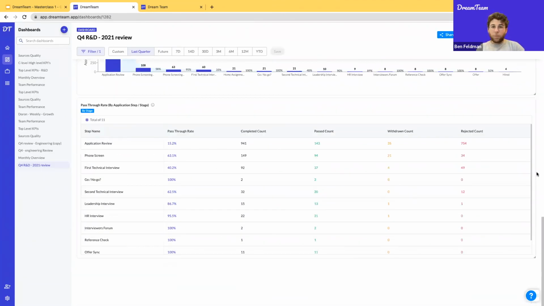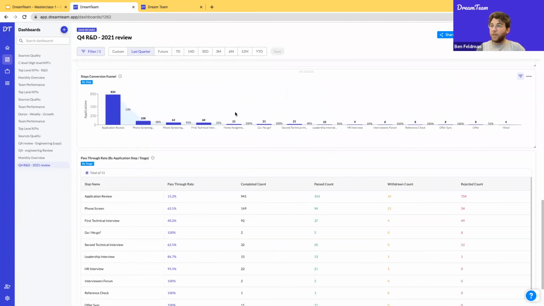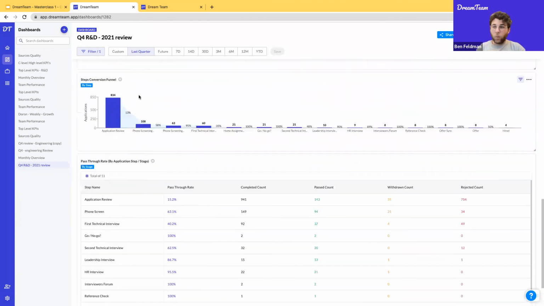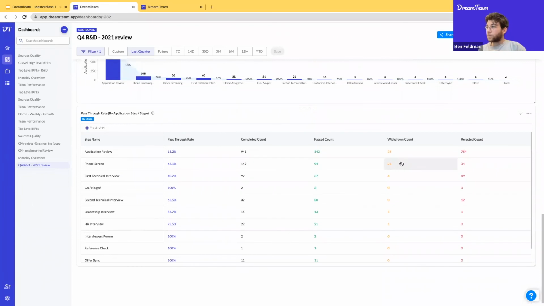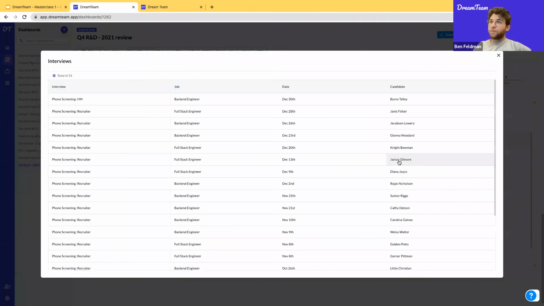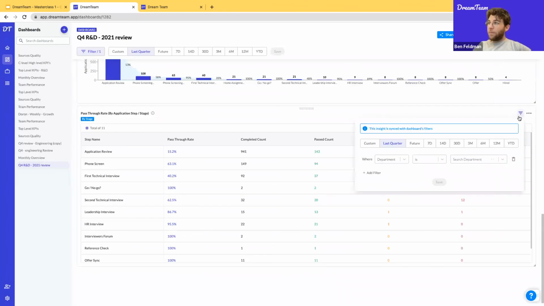So quickly, what pass-through rate is really showing is the same data as a funnel would, but it's showing more granular, right? So we're not seeing just the percentage that is passing, but we're also seeing the amount of percentages that aren't passing because of the different reasons. So maybe withdrawals or rejected, and it gives us a more nuanced view into the specific reasons. And so you can then click into it further and get all of the candidates that withdrew at the specific stage.